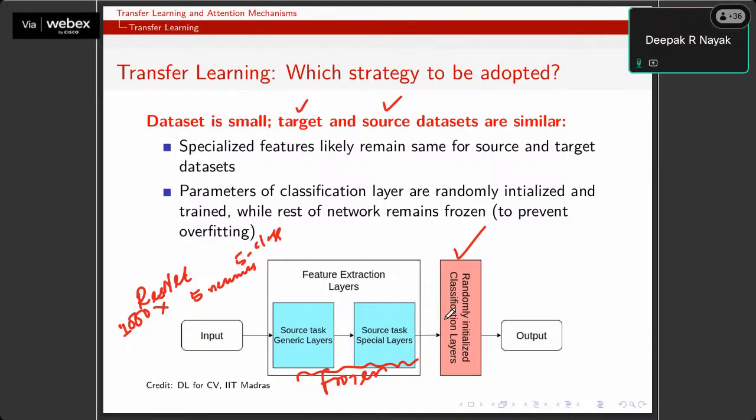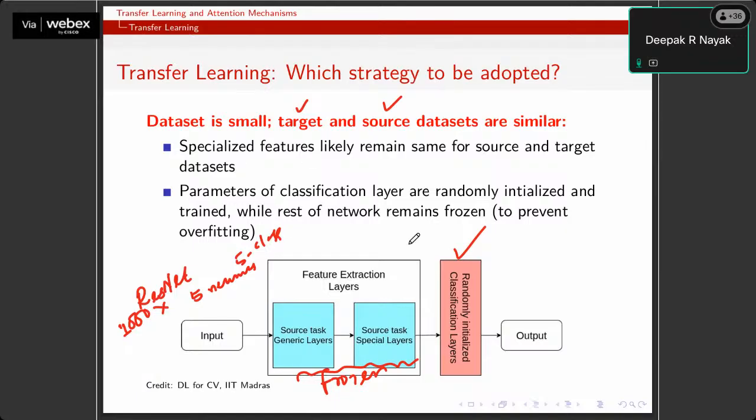But this is the case where the data set is small and the target and the source data sets are similar. That is why you need not even change the features, because the kind of features which you have extracted using the source data set are going to be the same for the target data set because they are similar, right?